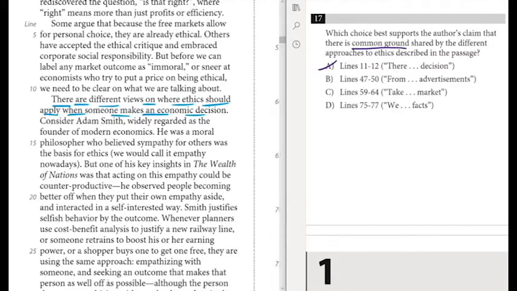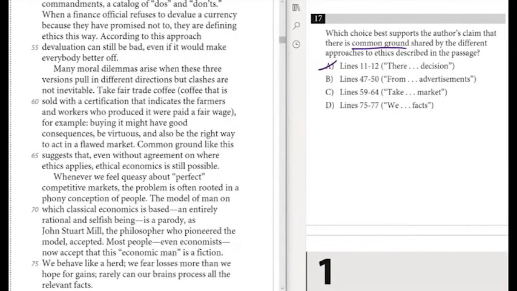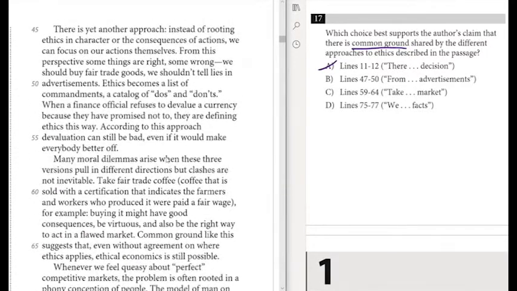Going over to choice B, 47 to 50. 47 to 50 says, from this perspective, some things are right, some are wrong. We should buy fair trade goods. We shouldn't tell lies in advertisements. So here, we just simply have a sentence that's explaining a little bit about this approach, the third approach that's being explained in that paragraph. So we're just further explaining that approach, and we're not saying anything about common ground between the different approaches.